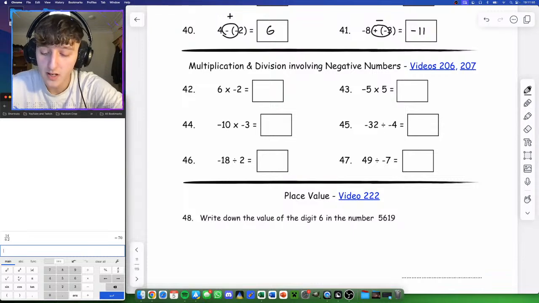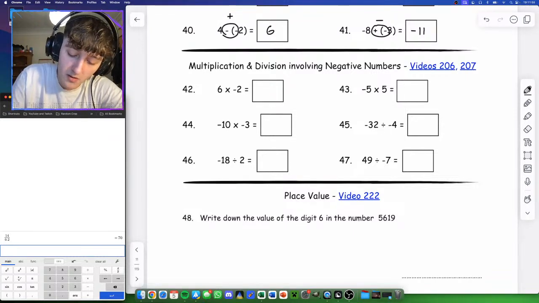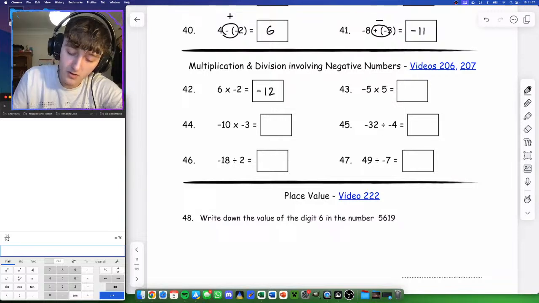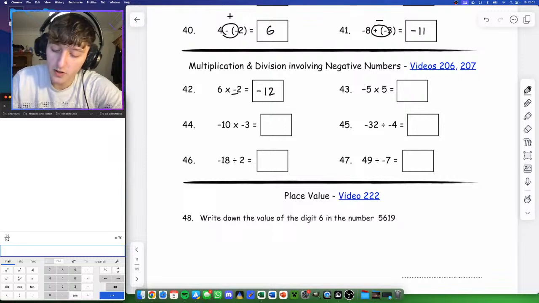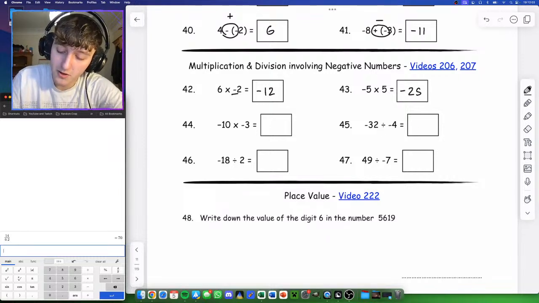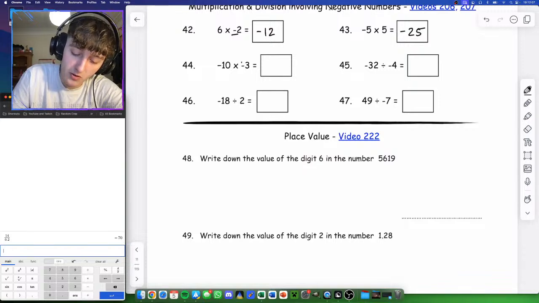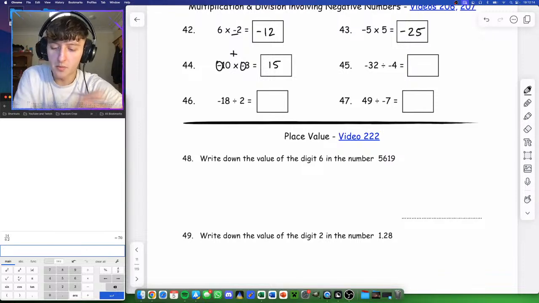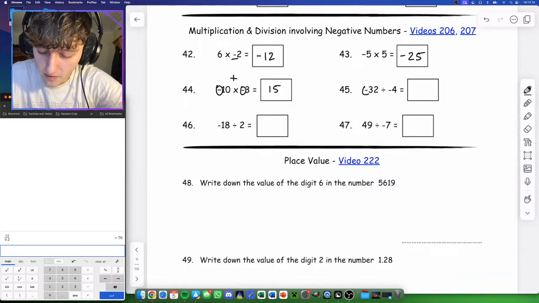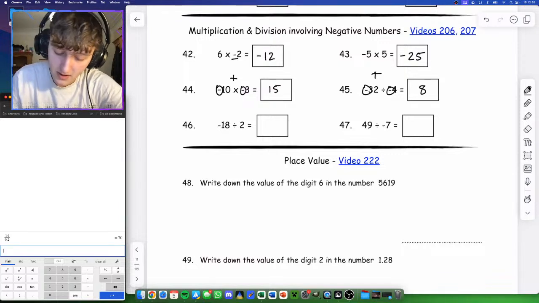Multiplication and division involving negative numbers, and we can go to 6 times -2, which is going to be -12. One sign. So -5 times 5, -25. -10 times -3 is going to be 2 signs, yeah? So it's going to be a plus, so then 15. -32 divided by -4, 2 signs, so it's going to be a positive answer. It's going to be 8.